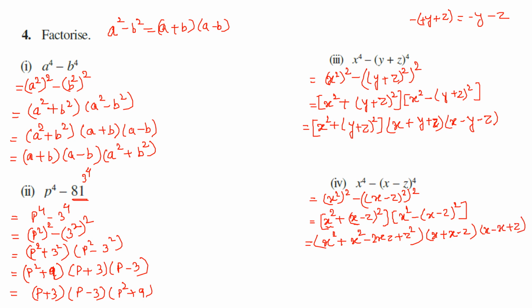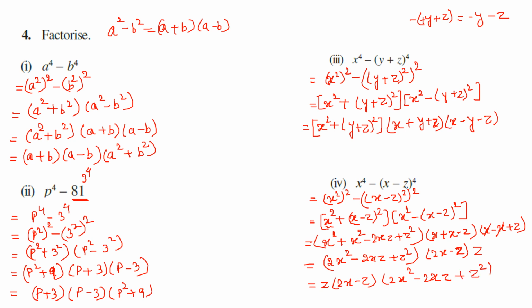Now if something you can cancel it out, so x minus x will become 0. Here x plus x minus z, so here x square plus x square will give me 2x square minus 2xz plus z square. From here you will get 2x minus z, and from the last term only z will be left. Now I'm going to rearrange it. So first I'm writing z, then 2x minus z, and then finally 2x square minus 2xz plus z square. So this is your final factorization.